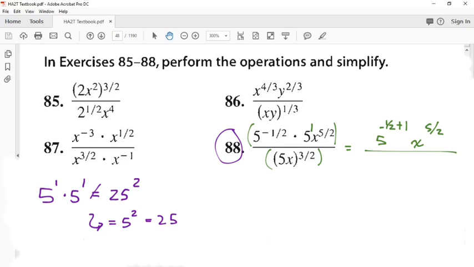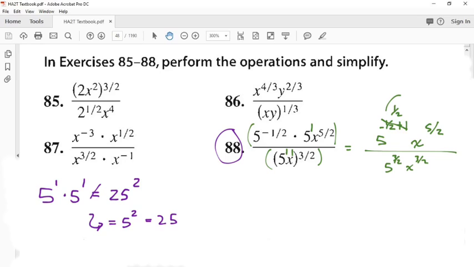On the bottom, you're going to distribute that 3 over 2 to each of the exponents on the 5 and the x. So you get 5 raised to the 3 over 2 and then x raised to the 3 over 2. Let's go ahead and simplify this guy right here. That would be 1/2. Negative 1/2 plus 1 is positive 1/2. Now you have a division problem with exponents. So you have 5 divided by 5 here. So that's 1/2 minus 3 over 2.